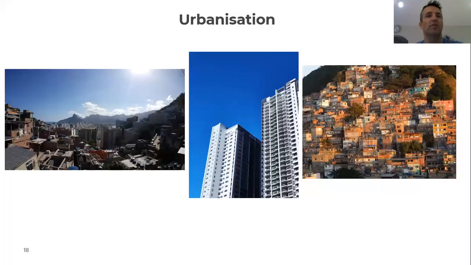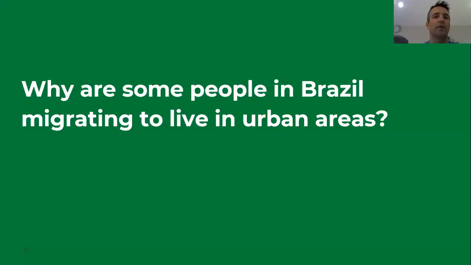So urbanisation is happening a lot in Brazil at the moment. Many people are moving to live in urban areas like the cities in the south of the country. We're going to look at some of the reasons why people might want to move from the rural areas to the urban areas. So why are people migrating to live in urban areas?